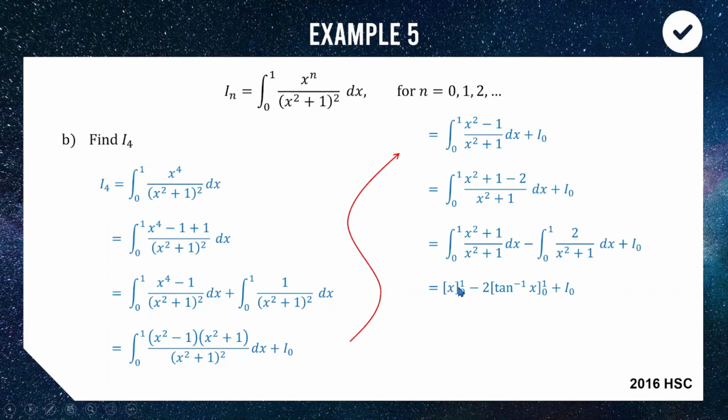So we're going to get 1 minus 0 at the front, which is going to be 1. We're going to get tan inverse of 1, which is pi on 4, and tan inverse of 0, which is 0. So when we do all the maths, we end up with 1 at the front. We get 2 times pi on 4 in the middle, and I0 from part A is pi on 8 plus 1 on 4. Tidy it all up, and we end up with 5/4 take away 3 pi on 8, and there is your full marks answer from this very challenging question from the 2016 HSC.